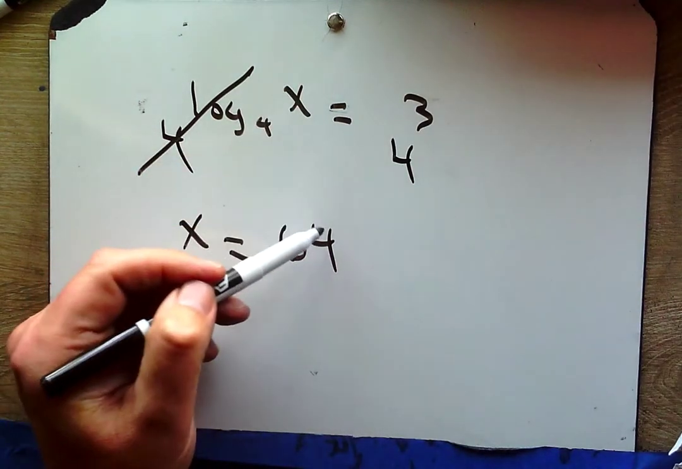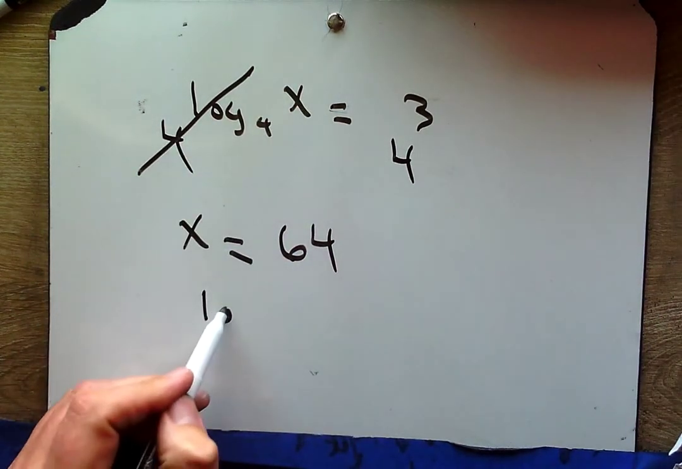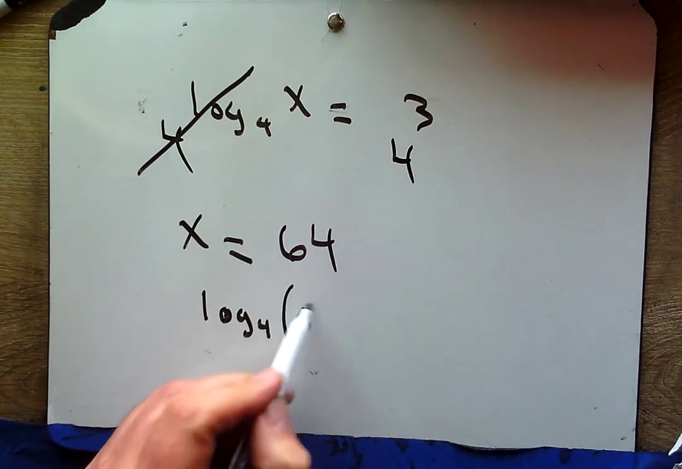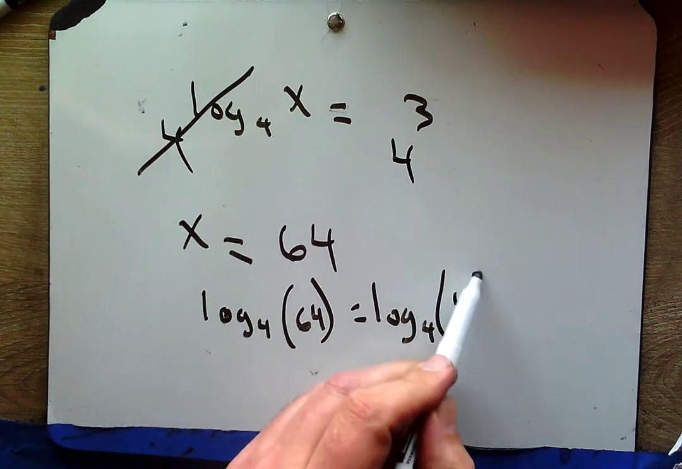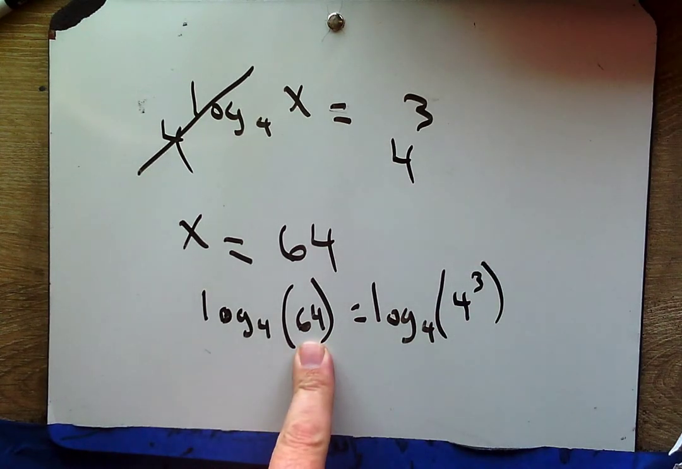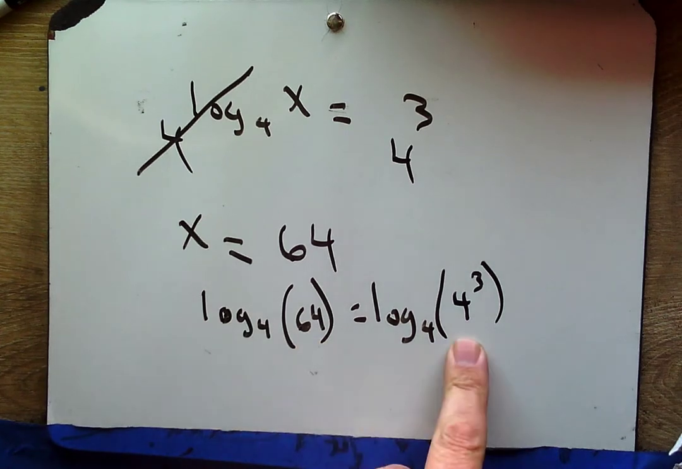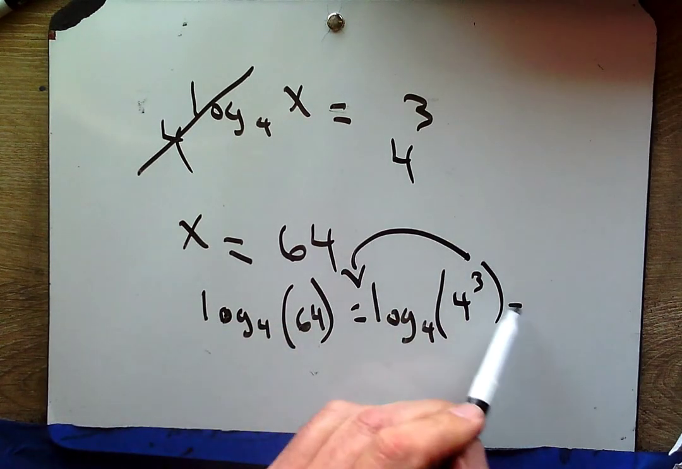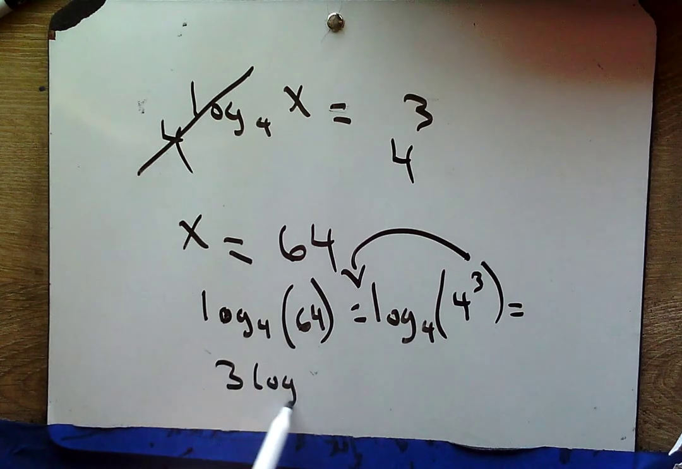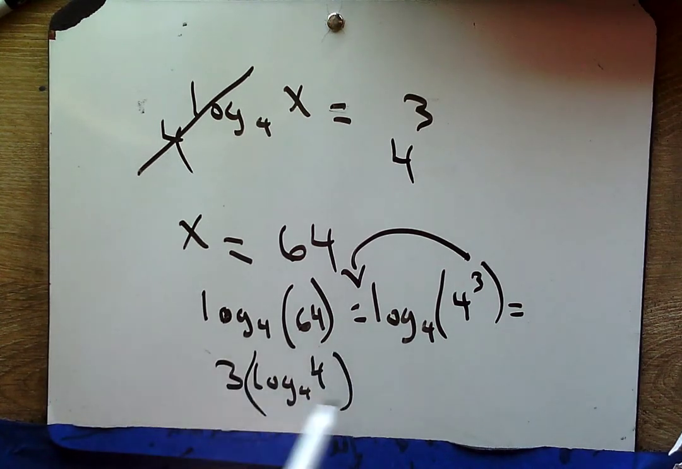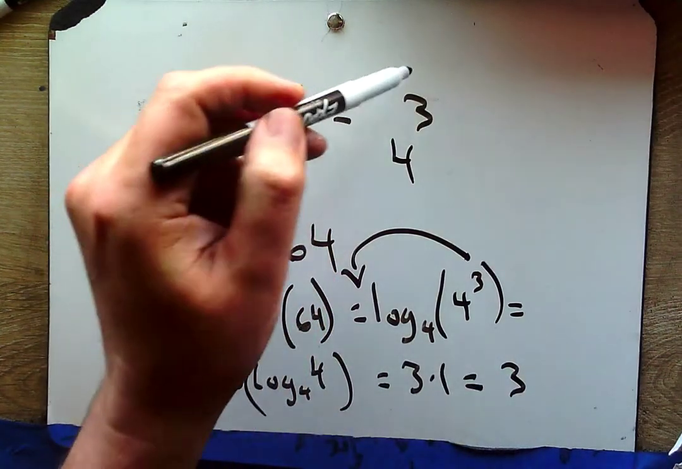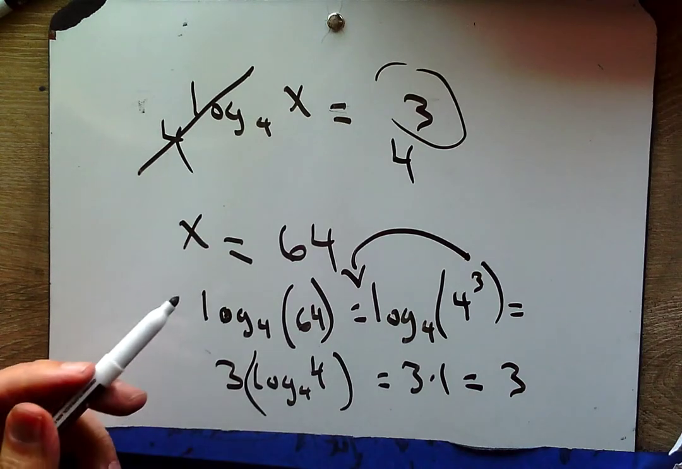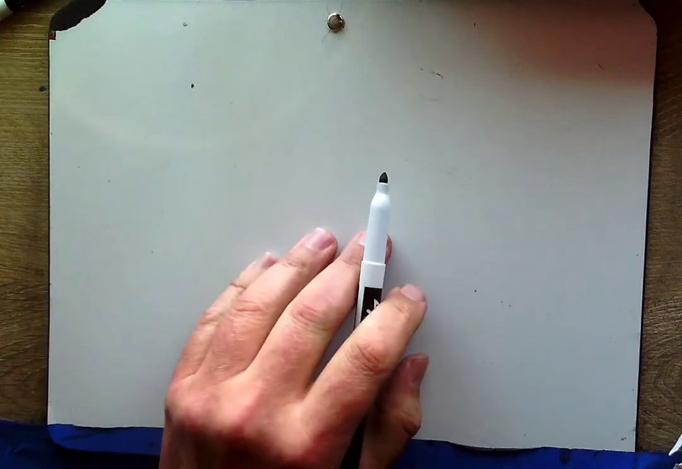Yes, the original was a log, so I should plug that back in. Log base 4 of 64 could be rewritten as log base 4 of 4 to the 3rd, because 64 is 4 times 4 times 4. And then I could use my power property to bring down that 3. And what is the log base 4 of 4? That's right, it's 1. And so I get 3 just like I was supposed to.